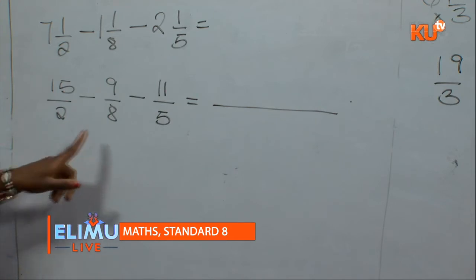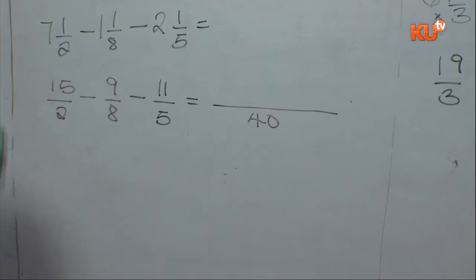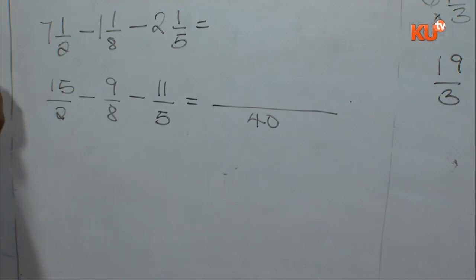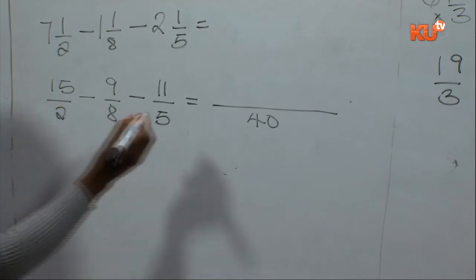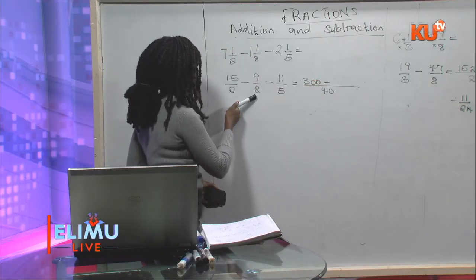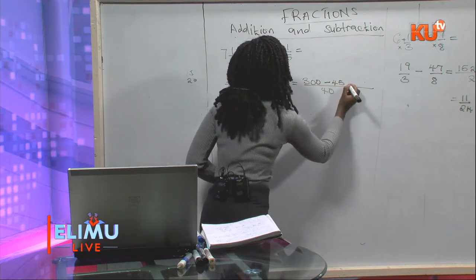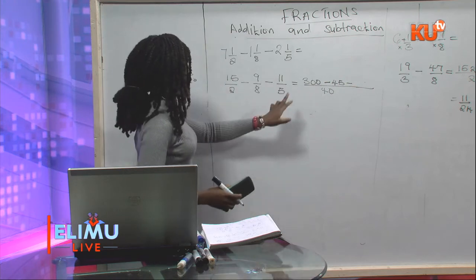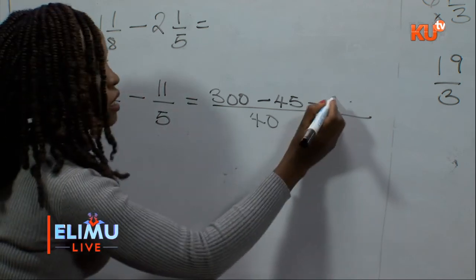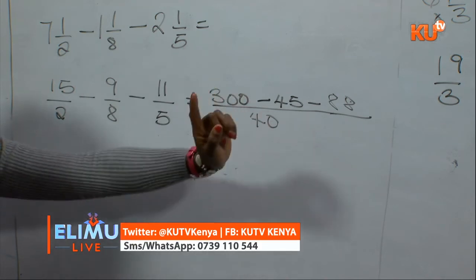The LCM of 2, 5, and 8 is 40. 40 divided by 2, we get 20. Then 15 times 20, we get 300. 40 divided by 8 is 5. 5 times 9, we get 45. Then 40 divided by 5 is 8. 8 times 11, we get 88. So here I have 300, take away 45, then take away 88.